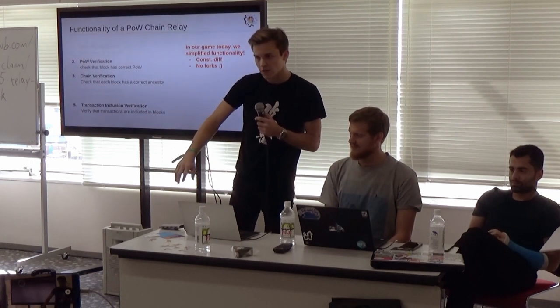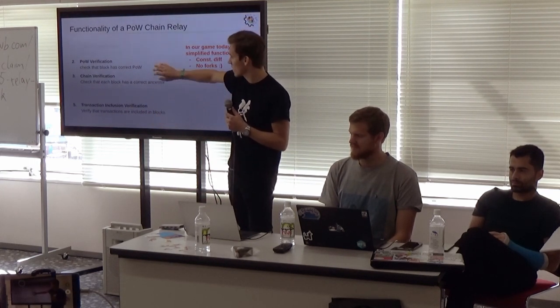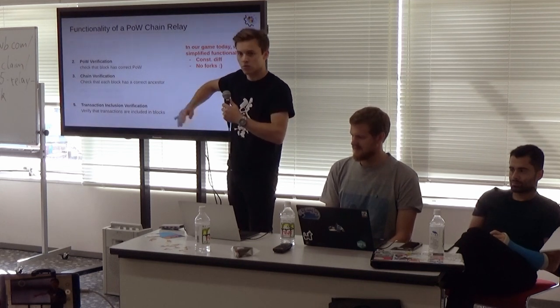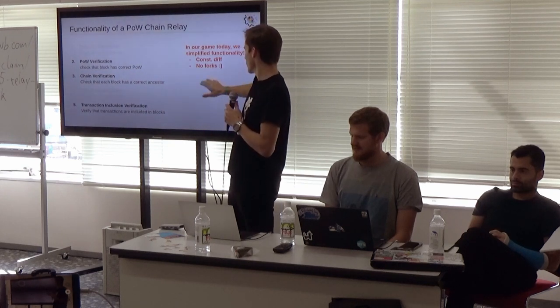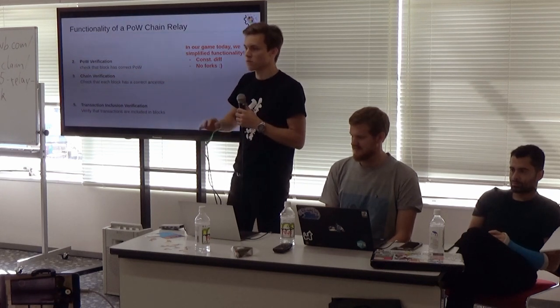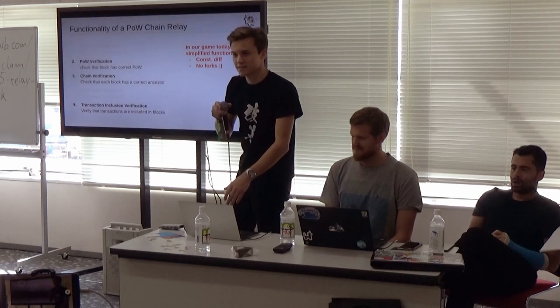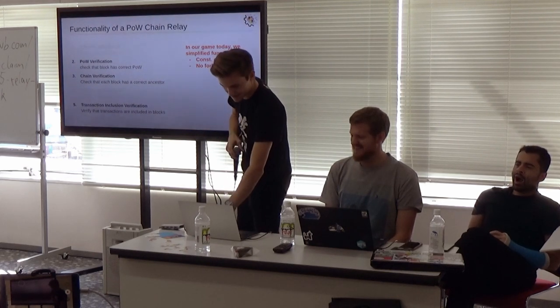Now, in our game today, we've simplified the implementation. We've dropped the difficulty adjustment verification, and we've removed fork handling. Otherwise, the code base becomes too big. So we assume that we have constant difficulty and no forks, right? It's a simple model. And yes, we're on the testnet, so you won't be able to break things.